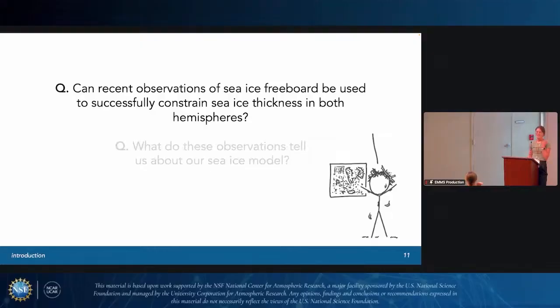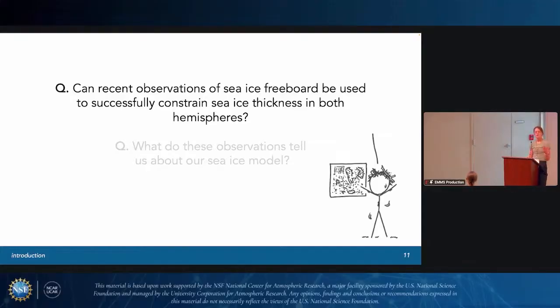This presentation is really targeted at the first question. A lot of the results from the initial attempts to do this have teed up ways that we can think about the second question, but not really conclusively given us a lot to work with there. So we're mostly thinking about, does this work in terms of constraining sea ice thickness?